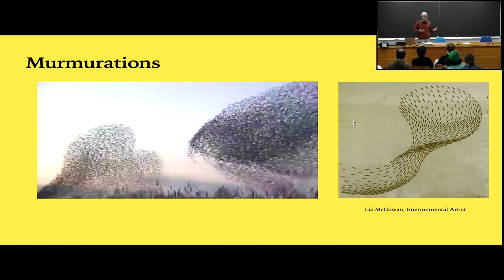Swarms of drones, for example, as we have seen in recent applications, can be made to swarm, and that dynamics is not very different from this. Also, when you look at these kinds of murmurations, as they are called, in some detail and with the eye of an artist, you find a representation like you see on the right-hand side over there.